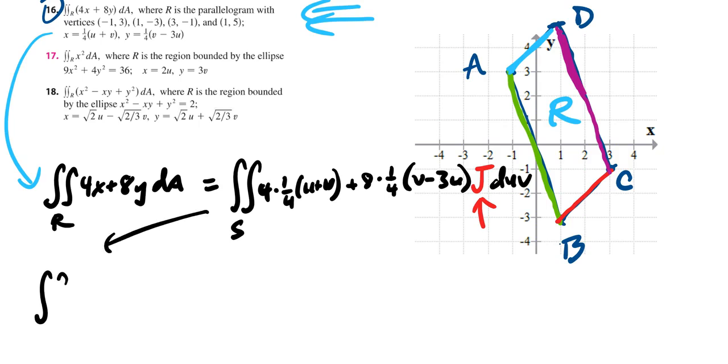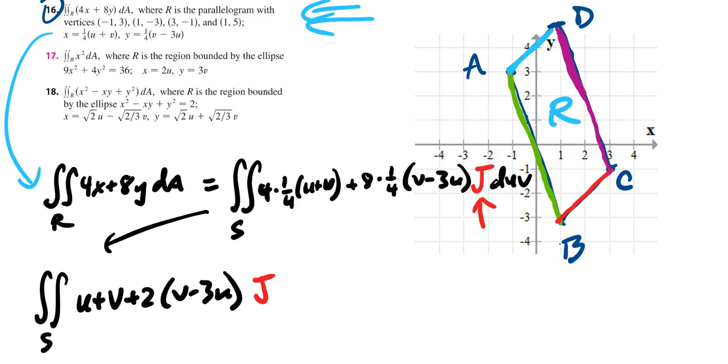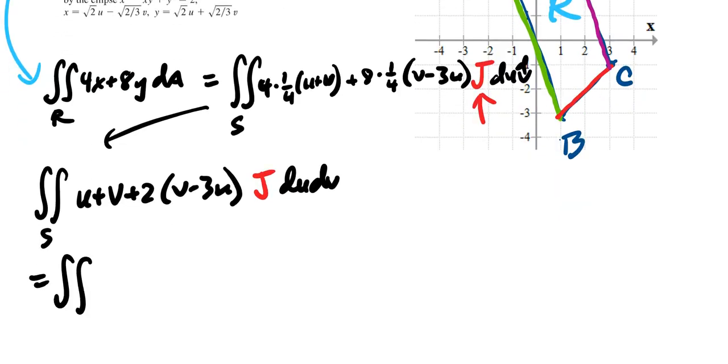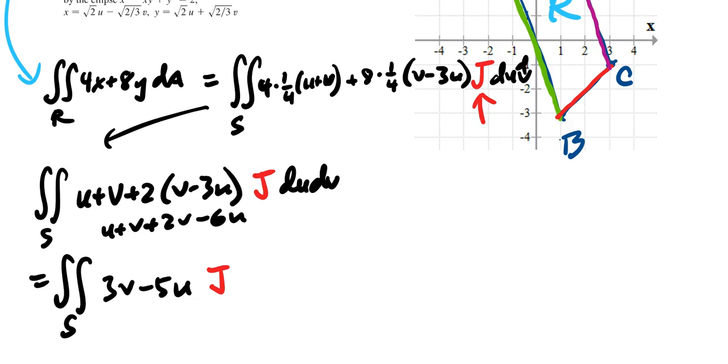So this is equal to the double integral over S of U plus V plus 2 times V minus 3U. We're going to take care of our Jacobian in just a second. And I'm sorry, that should have been dV, du dv. Let's go ahead and simplify this. This is the double integral over S of U plus V plus 2V minus 6U, so that would be 3V minus 5U. Then we have our Jacobian that we're going to figure out, and then times du dv or dv du.